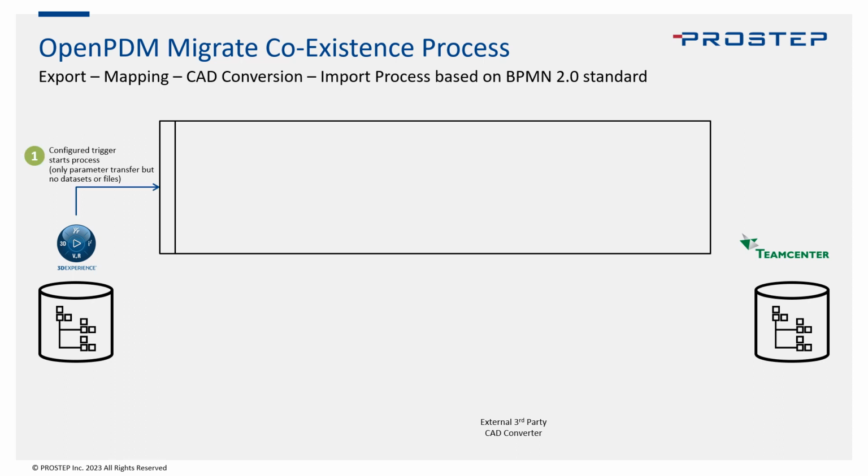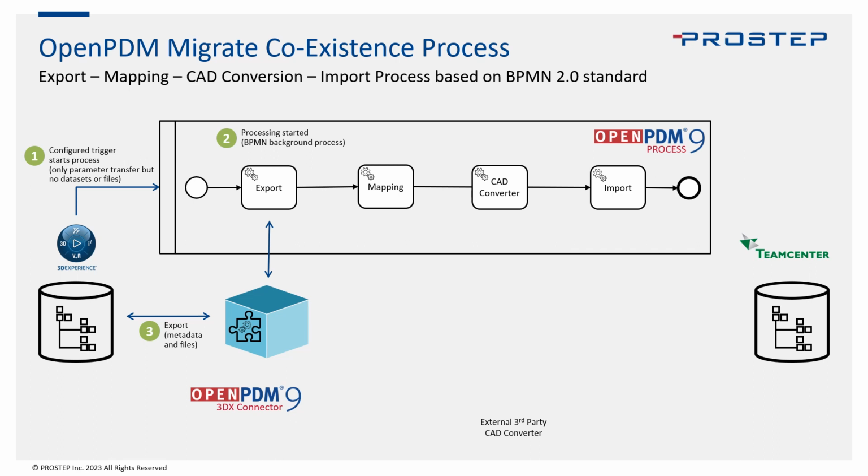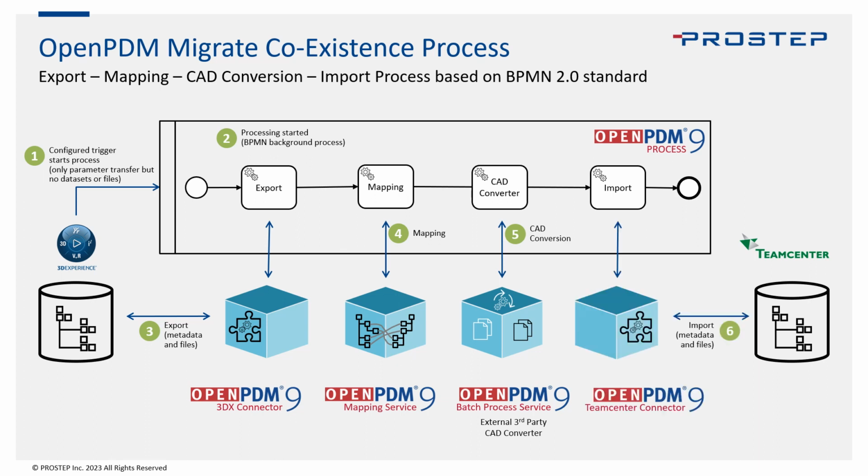So in this case, you would put in an event trigger within the source system that then would prod OpenPDM with a REST interface call that says this is going to be released as part of maybe a change process. Behind the scenes, you would start that in the background in the OpenPDM process server, use the OpenPDM connectors to export the data or the CAD with a controller, the mapping service to map it, batch process service in order to do translation if you need some conversion, and then import the data to the other system with your OpenPDM connector.